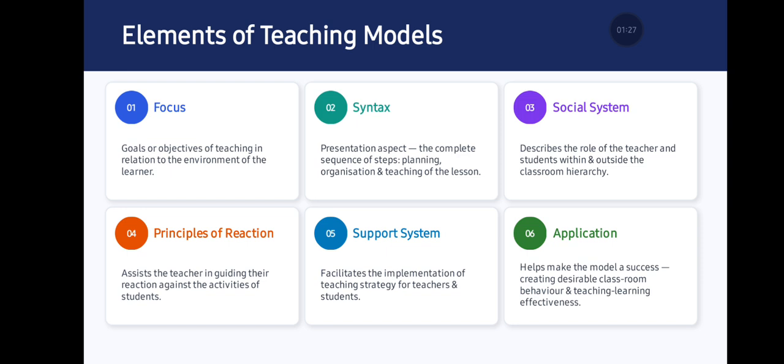First is focus, goals or objectives of teaching in relation to the environment of the learner. Second is syntax, presentation aspect, the complete sequence of steps, that is planning, organization and teaching of the lesson. Third is social system, describes the role of the teacher and students within and outside the classroom hierarchy.